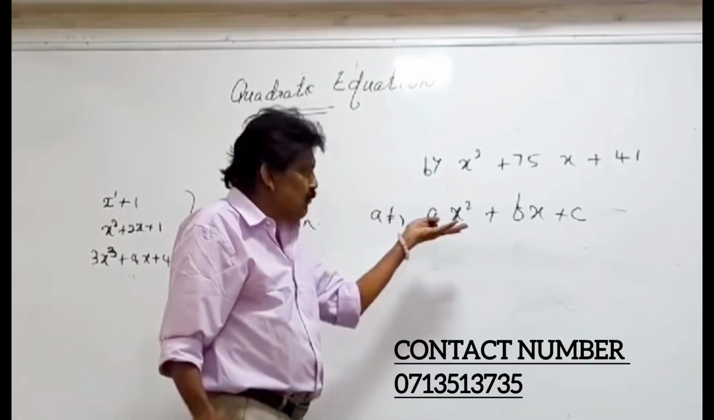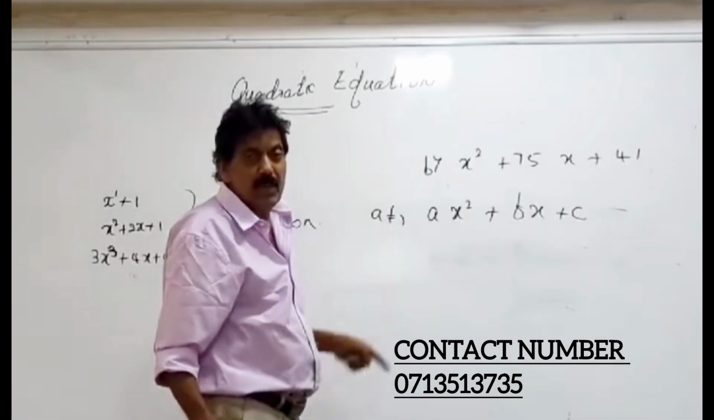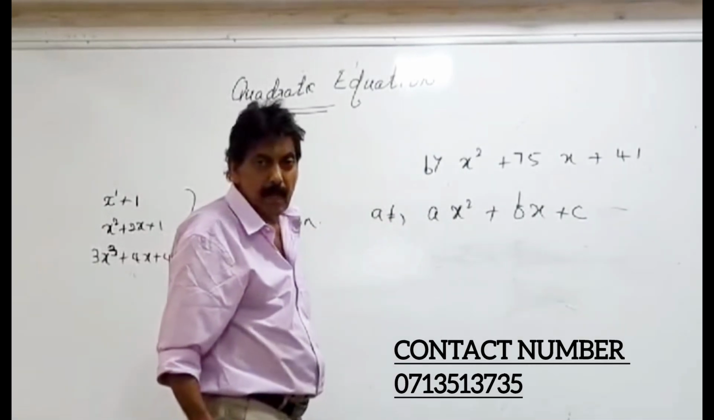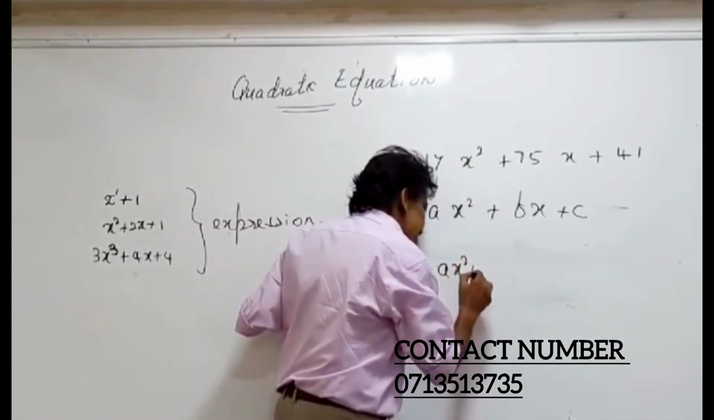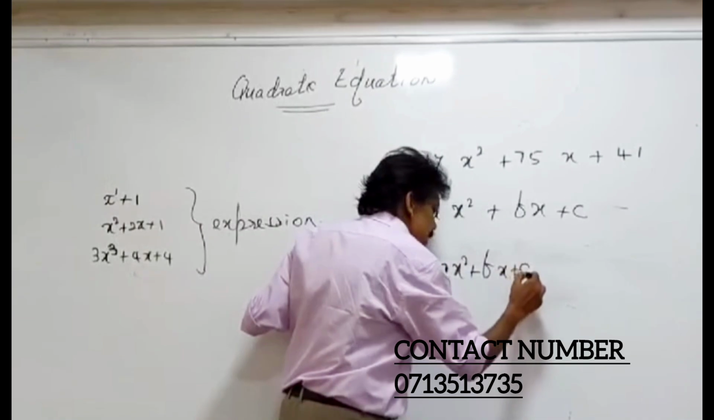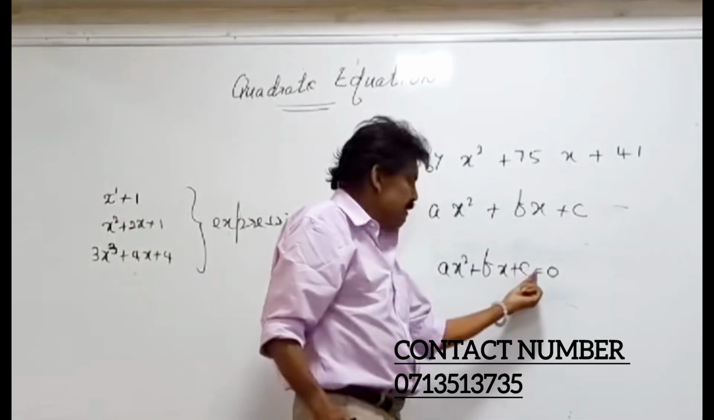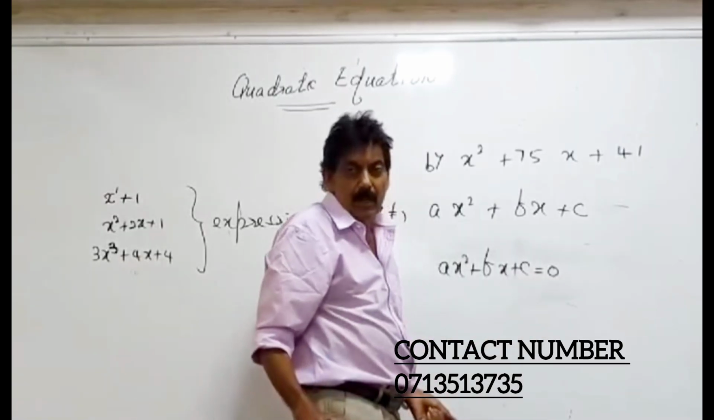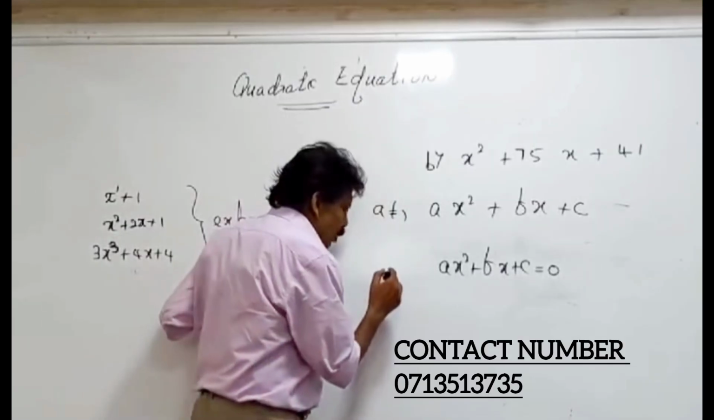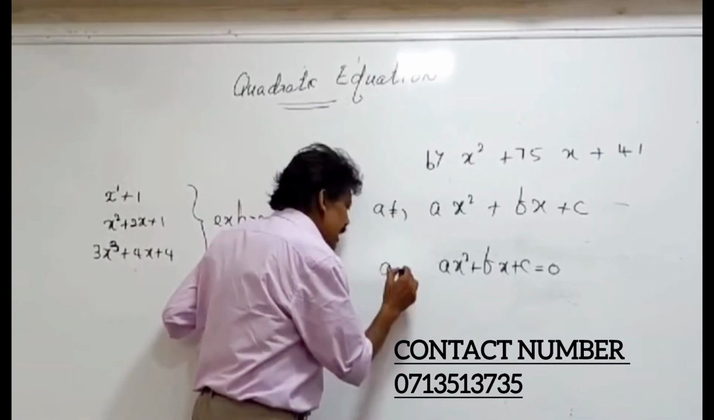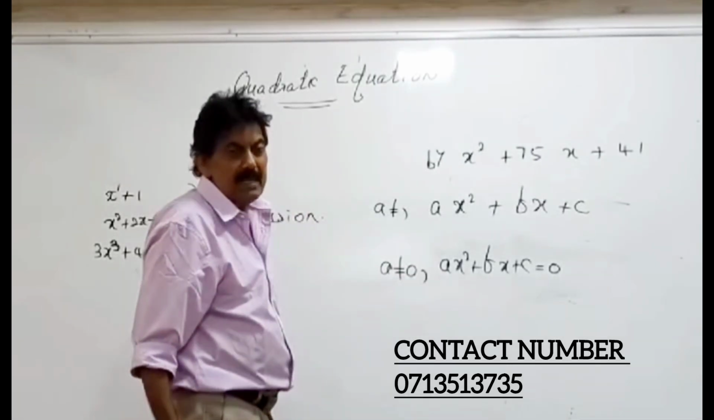We say this is the general form to denote a quadratic expression, but the topic is quadratic equations. Now, this is a quadratic expression. When ax square plus bx plus c is made equal to 0, it becomes an equation. When there is an equal sign, it is an equation. Now, the general form to denote the quadratic equation would be, a not equal to 0, ax square plus bx plus c is equal to 0.